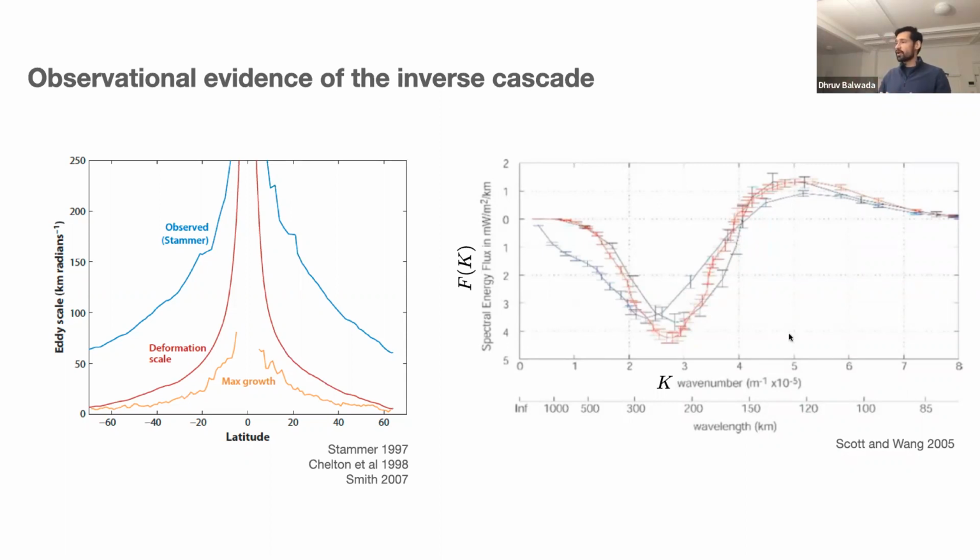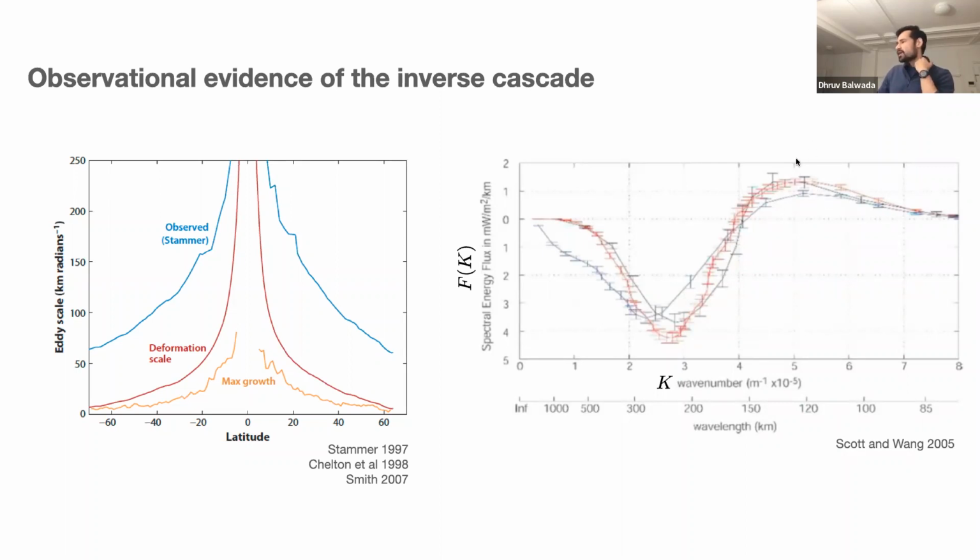And so what Scott and Wang found is this strong signature of an inverse cascade. What this plot is also showing is that likely energy is being injected at scales that are roughly here. So whenever you see a positive slope in these plots, that means that the energy is getting injected at those scales. So they found that there's an inverse cascade. They also found that there is energy being injected at scales of roughly about 150 kilometers in their observations. And then they found some signature of a forward cascade.